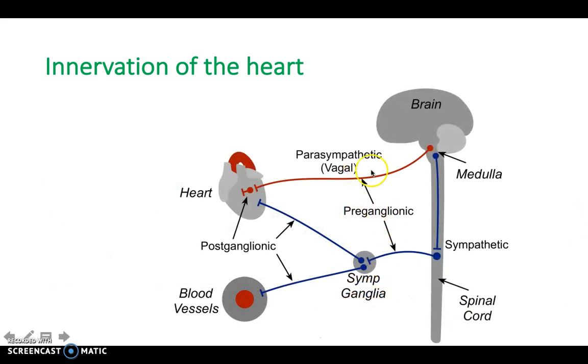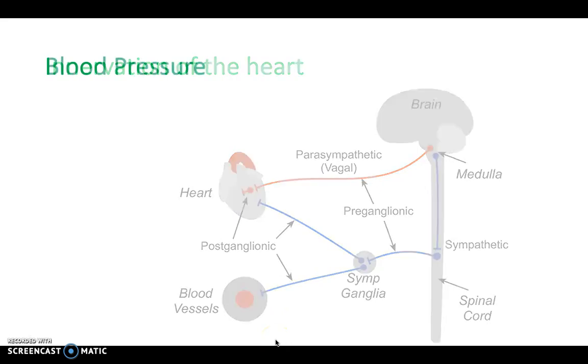So this is it from a more diagrammatic point of view, if you would like to appreciate diagrams. Coming from the medulla here, you can see the parasympathetic goes via the vagal route, and this allows us to relax, to decrease the heart rate. Alternatively, the sympathetic comes from down here, and this allows us to act on both blood vessels and the heart to increase the heart rate, but also increase the resistance in the blood vessels.